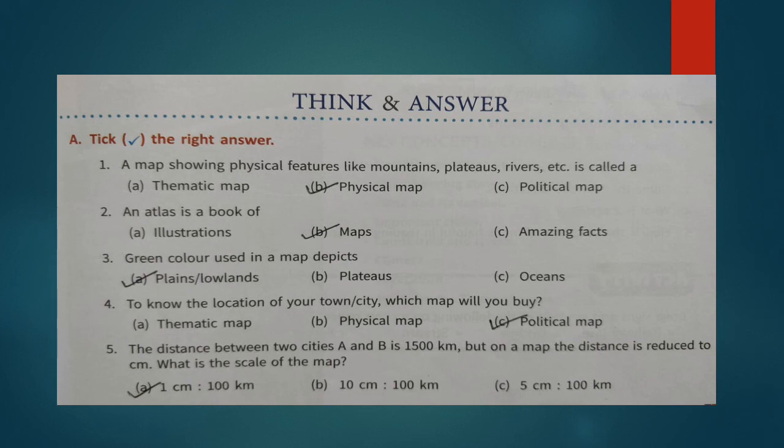The distance between two cities A and B is 1500 kilometers, but on a map the distance is reduced to 15 centimeters. 15 is missing, so we'll put that 15 centimeters. What is the scale of the map? The scale is 1 centimeter means 100 kilometers. So correct answer is A.